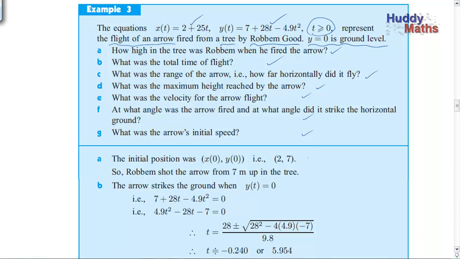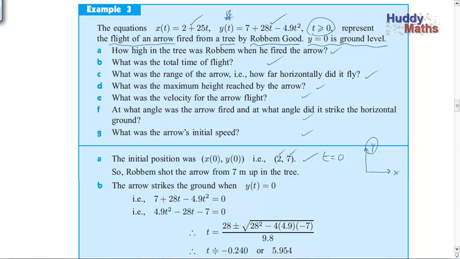Let's have a look at the initial position. Initial position means at starting time t is naught. So substitute t is naught back up in here and you'll get the point 2, 7. What does 2, 7 mean in this context? X is horizontal, y is vertical. So at t equals naught, he was 2.7 meters up in the tree. It was the y value you wanted here.